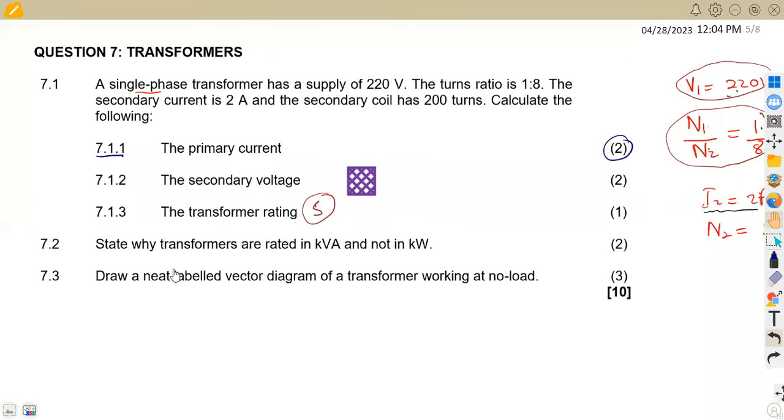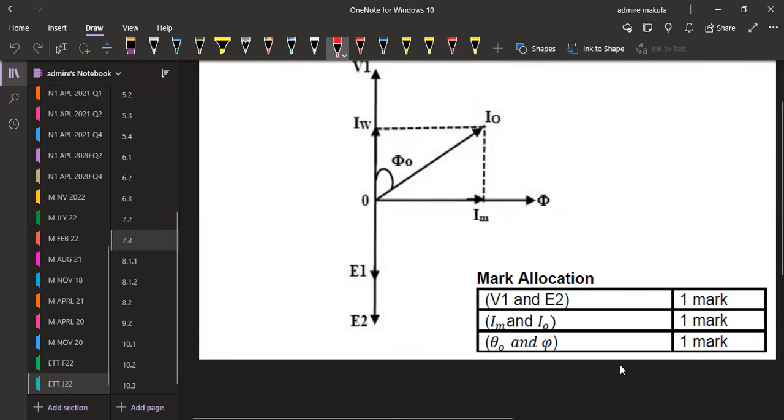All right, 7.3. Draw a neat labeled vector diagram. Take note, in this case, we are to have the vector diagram of a transformer working at no load, 3 marks. I once had a sketch of this one, just showing you from calculations, but this time they need you to sketch or draw this one. Okay, so this is what we have. We are going to have our no load current with our magnetizing component, and here we have theta, which is the angle taken from our power factor. So take note, from your power factor, that is where we are going to have this angle.